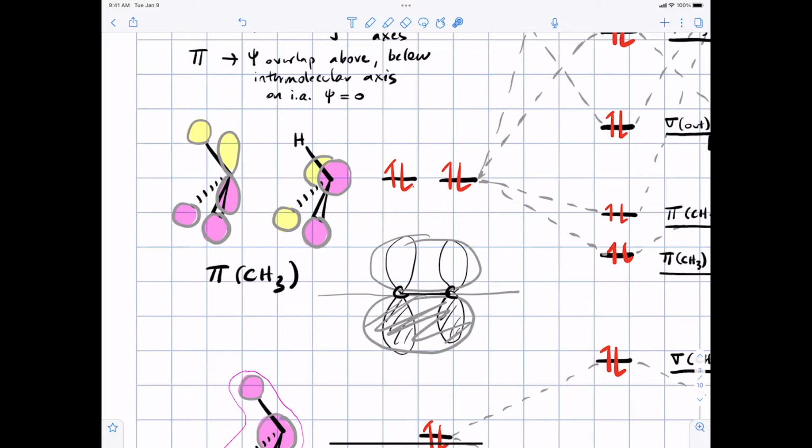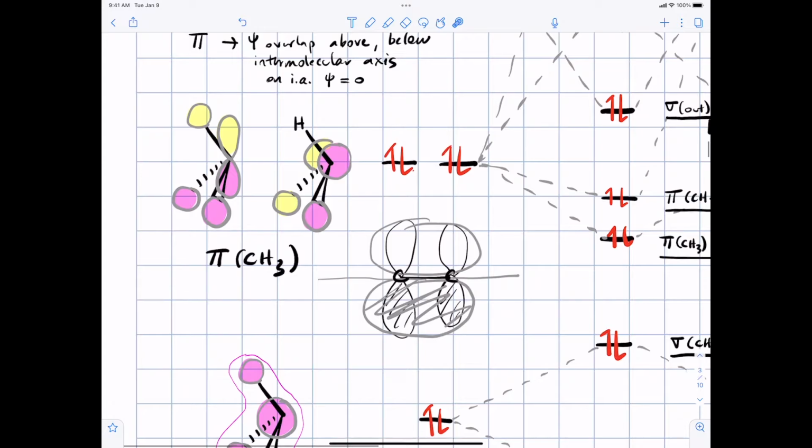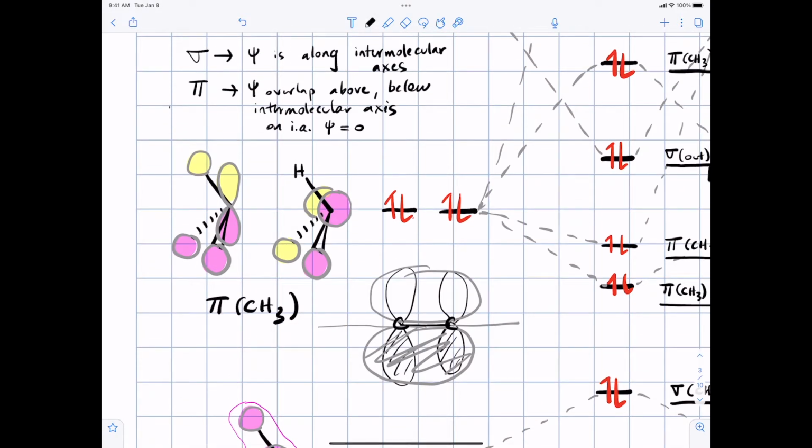So these two molecules are both pi CH3. They come from different things. We get them from different combinations. For example, the one on the right, if our coordinate system is x, y, and z, we get by adding the 2px with the three 1s orbitals.